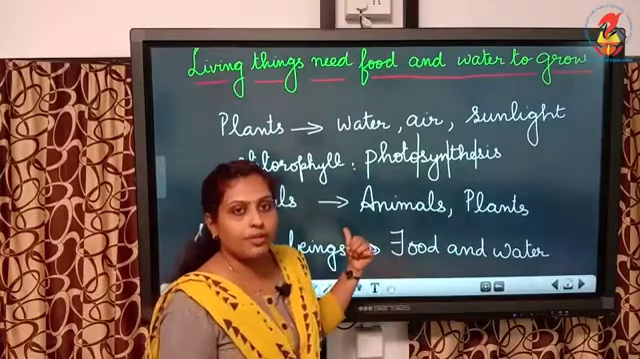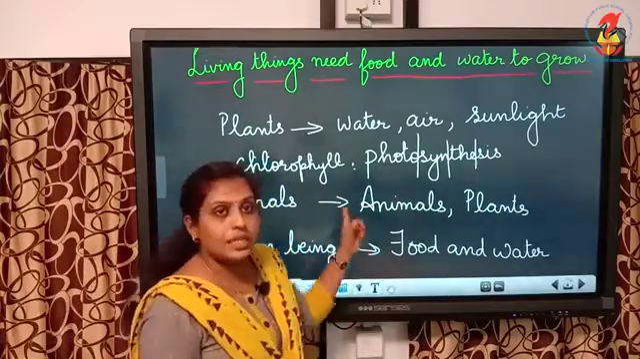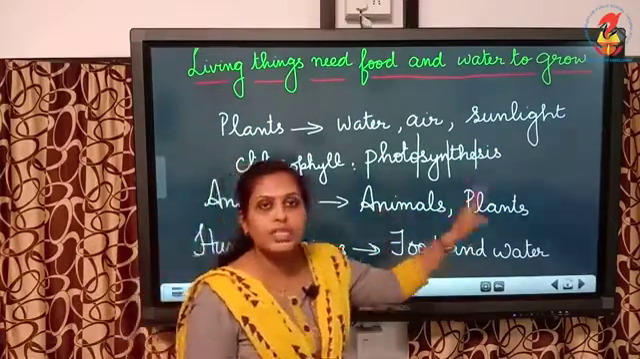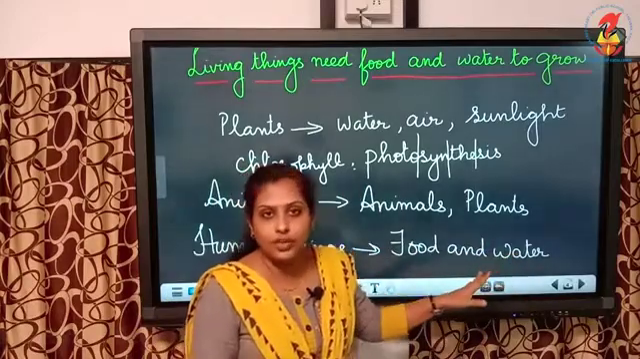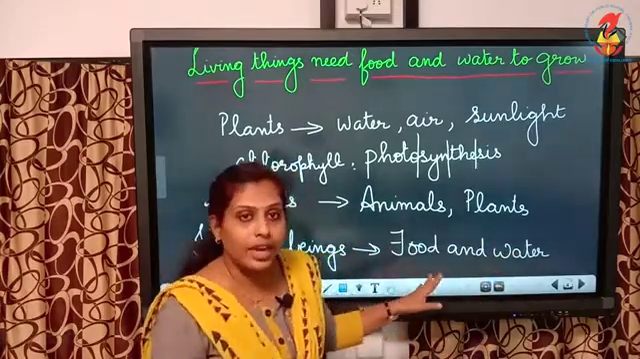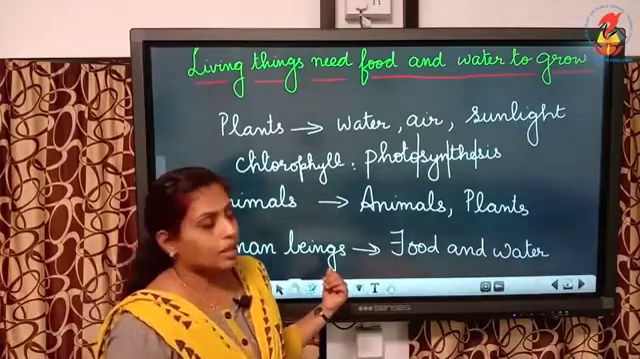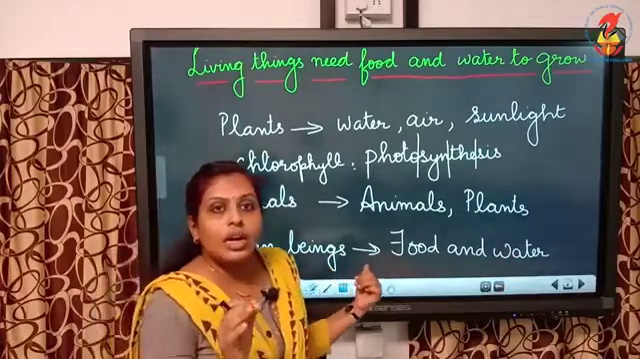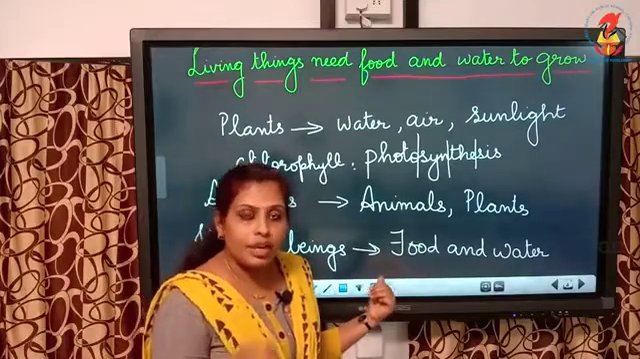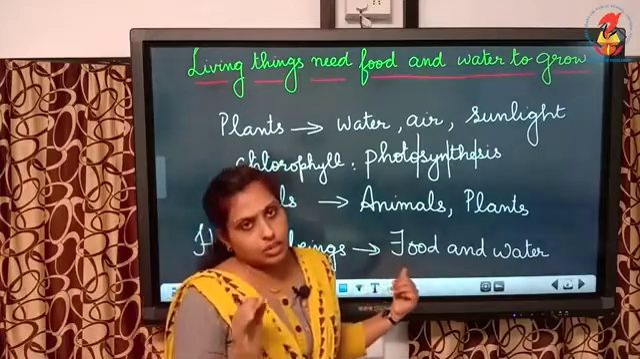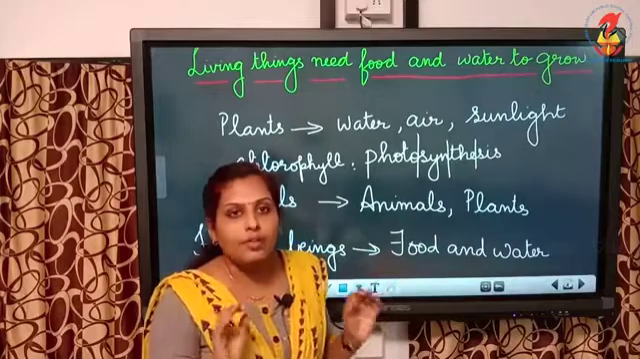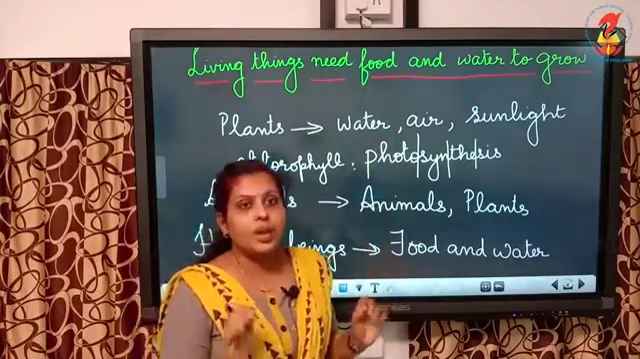Okay, let's move on to animals. Animals also have their food, which they depend completely on other animals or on plants. They cannot make the food of their own. They have to hunt for their living. And lastly, we have the human beings. Human beings also have food, either they cook the food and have it, or they eat it raw. Somehow they have the food and it helps us to grow.